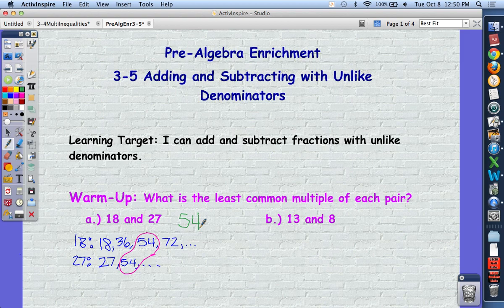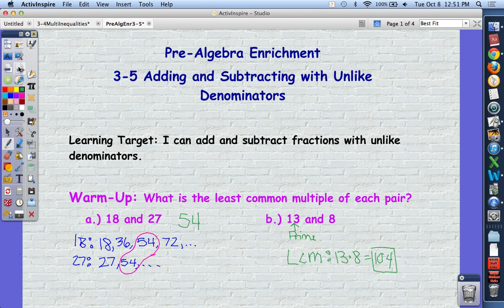For B, 13 and 8, the least common multiple is actually going to be their product. I know that because 13 is prime, and when you have a prime number, the lowest common multiple is just going to be that prime times whatever number you're talking about. You could list out 13 times 1, 13 times 2, 13 times 3, 13 times 4, and so on. But it's not going to run into the same multiple until you get to 13 times 8. So the least common multiple for the second pair is actually 104 because 13 is prime.